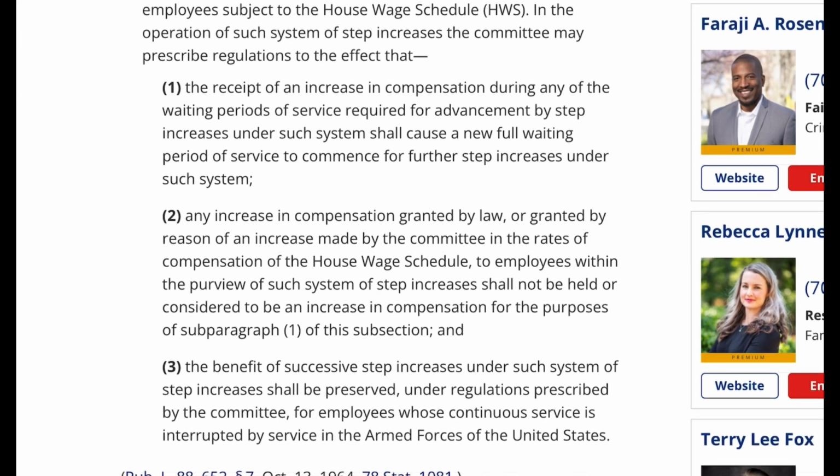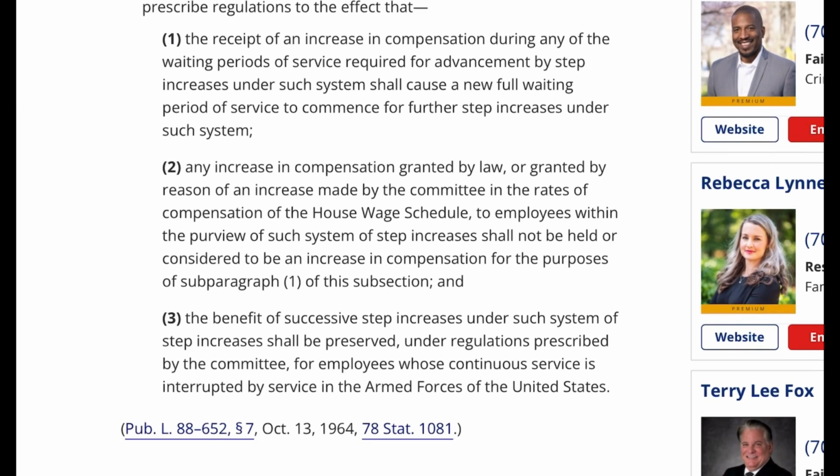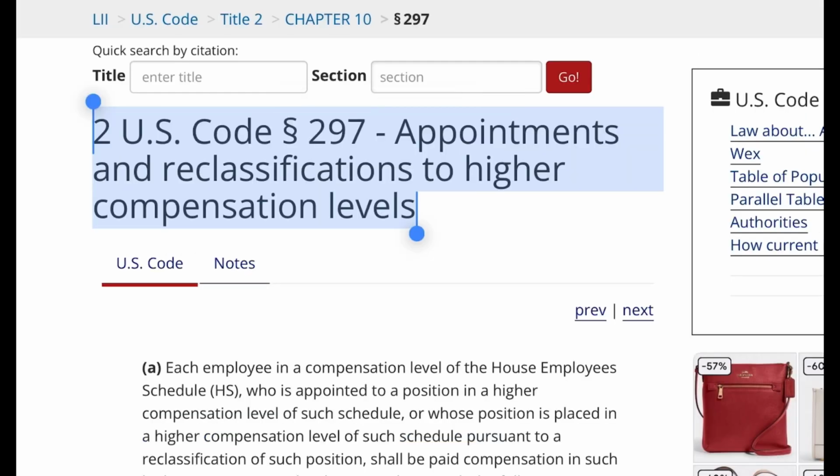subsection, and 3. The benefit of successive step increases under such system of step increases shall be preserved, under regulations prescribed by the committee, for employees whose continuous service is interrupted by service in the armed forces of the United States. 2 U.S. Code Paragraph 297, Appointments and reclassifications to higher compensation levels.